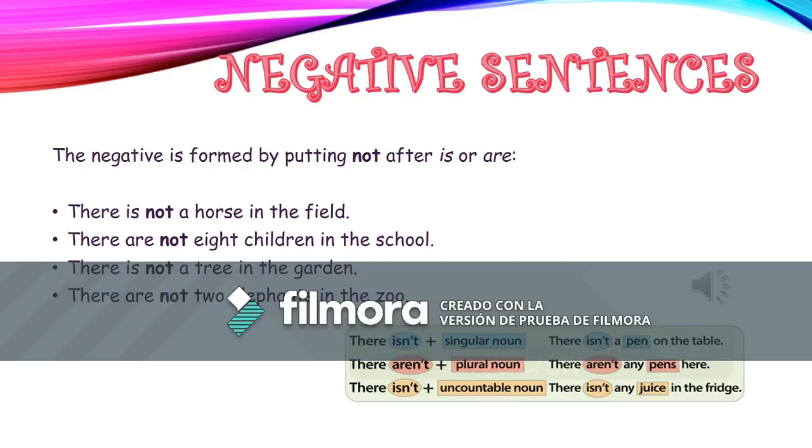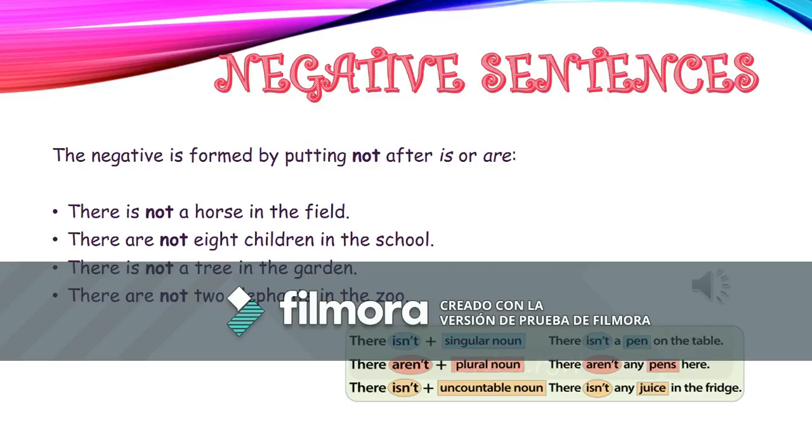Negative sentence. The negative is formed by putting not after is or are. There is not a horse in the field. There are not 8 children in the school. There is not a tree in the garden. There are not 2 elephants in the zoo.